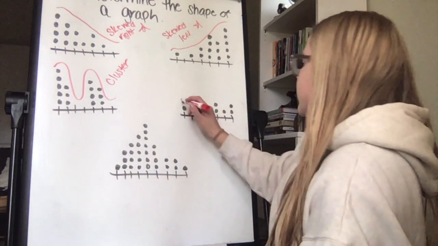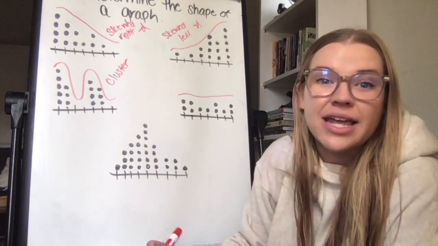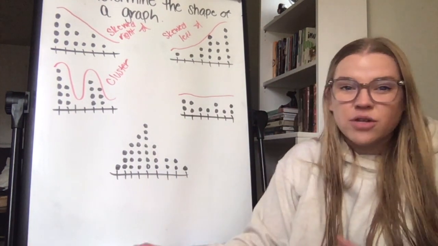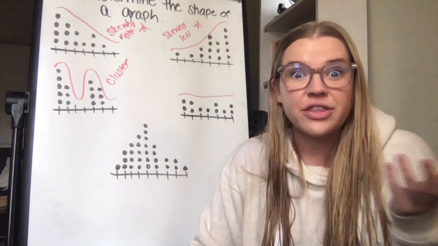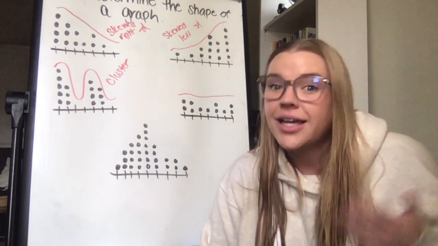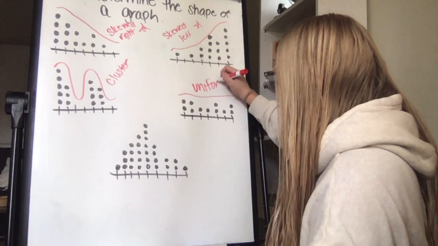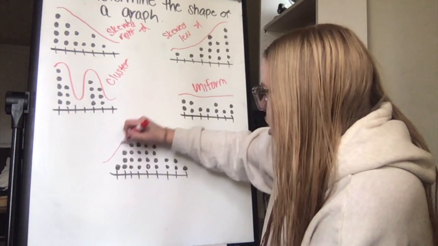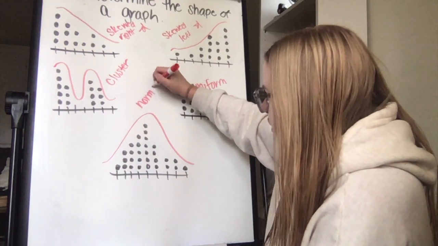The next one is this, where they're all just about the same. When they're all about the same, they're uniform. Think about that in terms of school uniforms. We don't wear them, but if you're wearing a school uniform, you all look about the same in terms of what you're wearing. When everything's about the same, it's uniform. So this is uniform. And our last one, where it's small and then big and then small again, is normal.